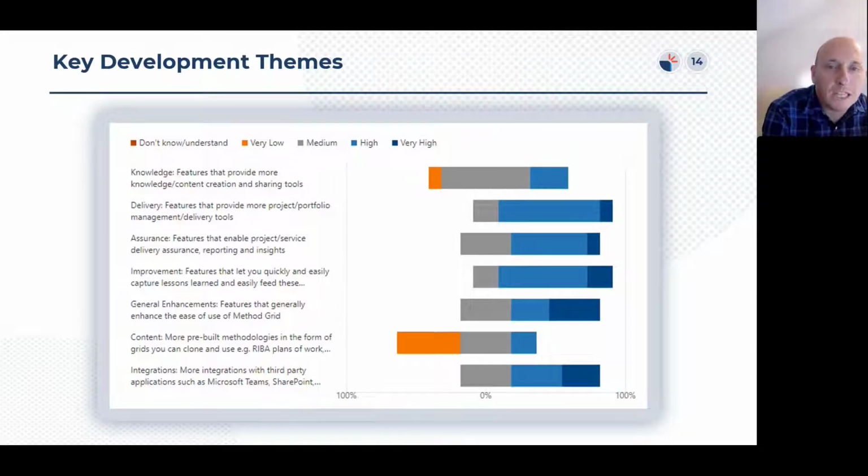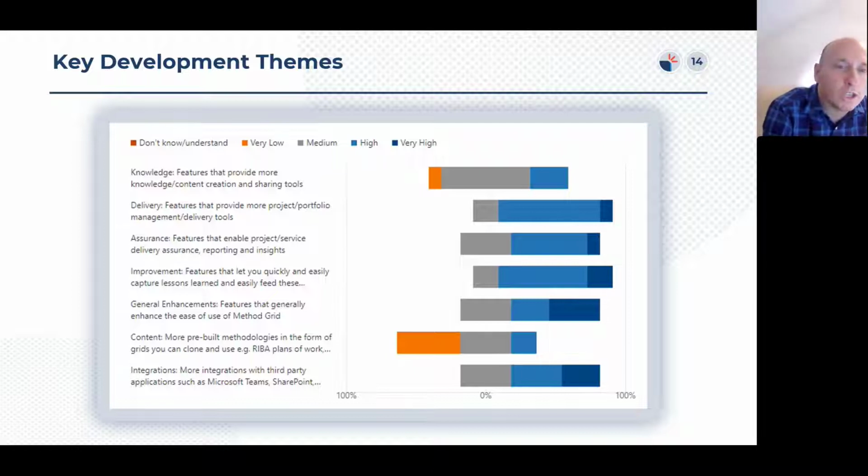So I showed you we had some key development themes there earlier on, and here we're looking at the results. In each of these questions, we ask our users to put a priority on each of these themes. So which is the most important to you? And we gauge that from very high, medium, very low, or don't know, possibly not interested. There's a real clear preference in the areas of delivery, assurance and improvement here.